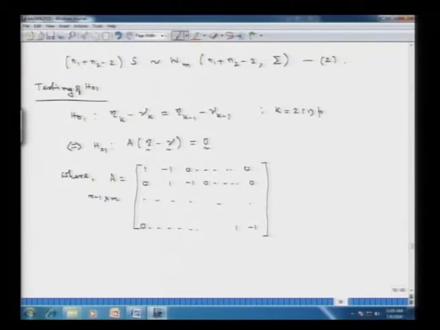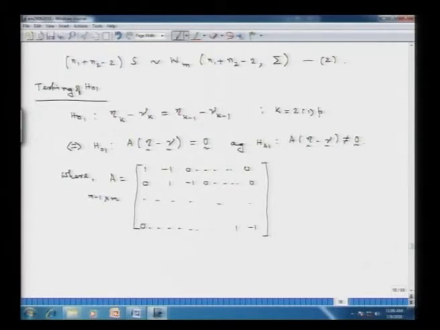So, we will have all these to be equal, and thus this basically is giving us the hypothesis of interest to be tested. This is to be tested against the alternate hypothesis HA1, say, which is A eta minus nu not equal to 0. So, this is the hypothesis to be tested.